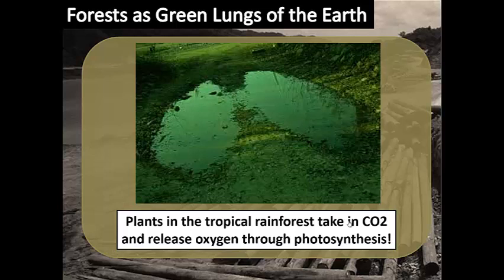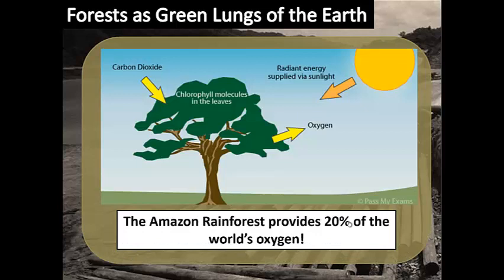The second ecological benefit that forests provide is that it is known as the green lungs of the earth because it takes in greenhouse gases such as carbon dioxide and releases oxygen in a process known as photosynthesis. Now, chlorophyll found in leaves creates a chemical reaction between carbon dioxide and water to create oxygen. Forests are essential in creating clean air for us to breathe through the process of photosynthesis, and the Amazon forest actually provides 20% of the world's oxygen.